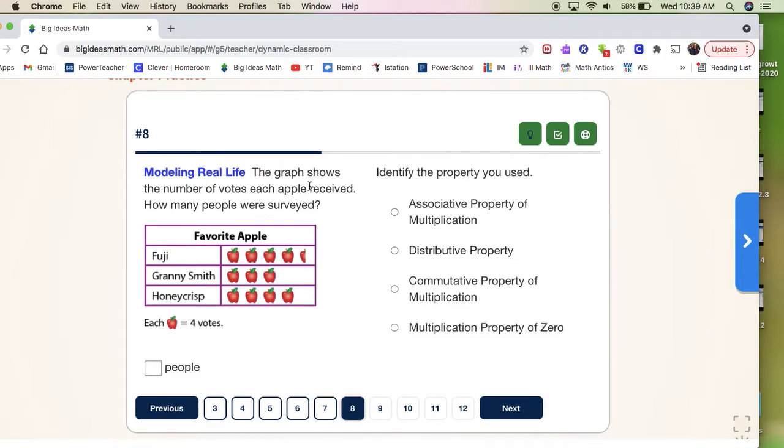You'll notice on here it says the graph shows the number of votes each apple received, how many people were surveyed. And so an apple represents 4 votes. So this is 4, this is 4, this is 4, this is 4. This is half an apple, so that would be 2 votes. Okay, that's what they're trying to show you there.